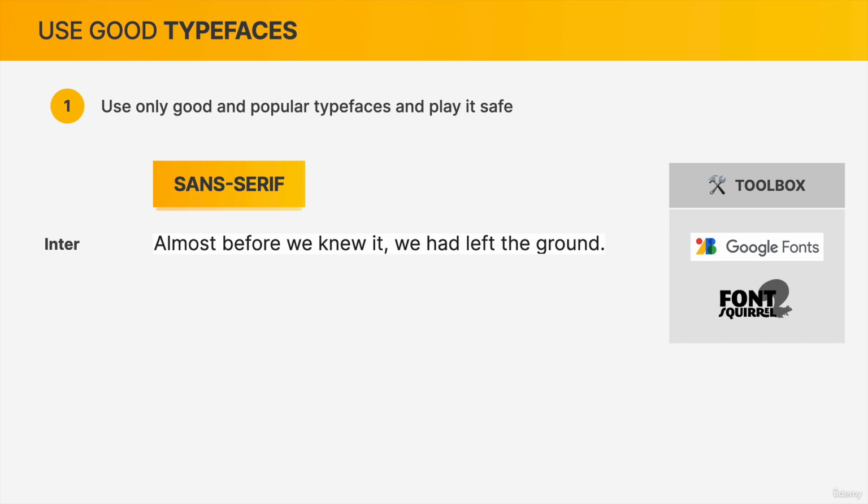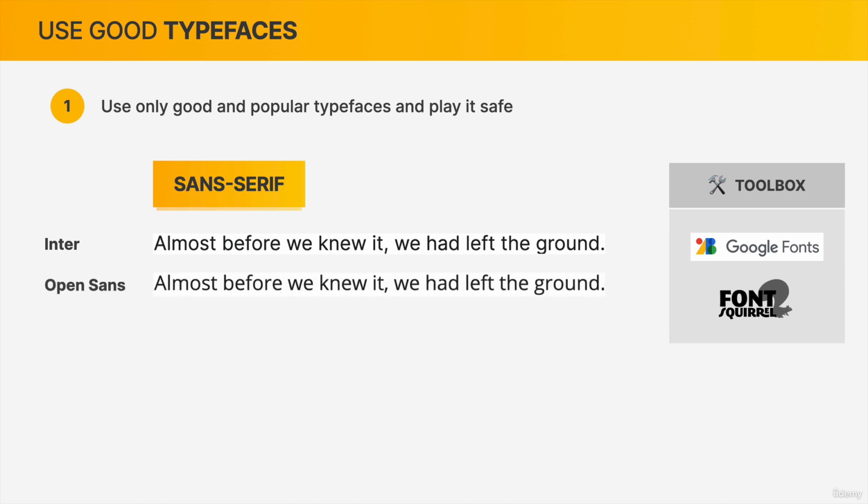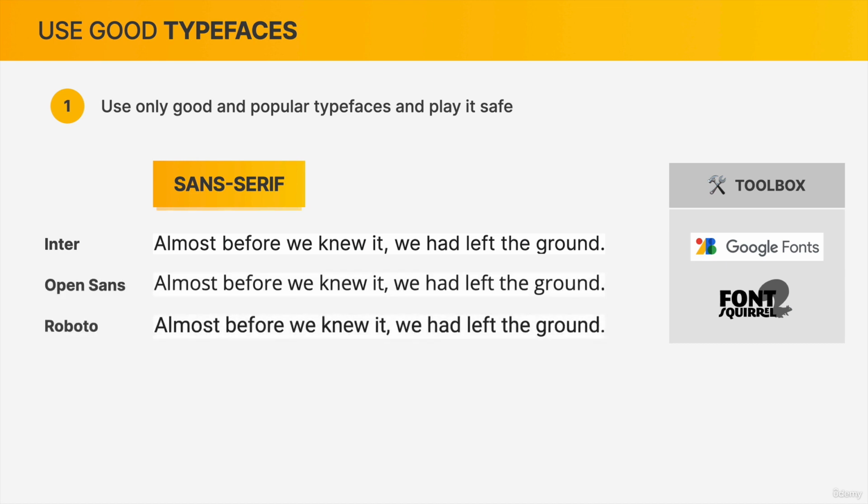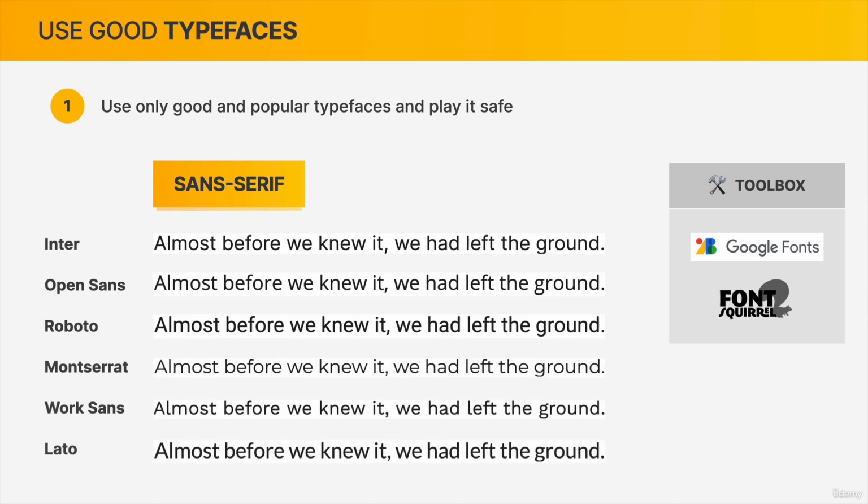But anyway, let's now take a look at some more. This one is Open Sans, then we have Roboto, Montserrat, Work Sans, and Lato. These are 6 very good sans serif typefaces which you can use without any problem. Now, at first sight, to the untrained eye, these 6 typefaces might look almost the same. But believe me, they are really not the same.